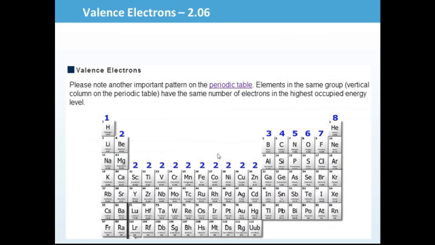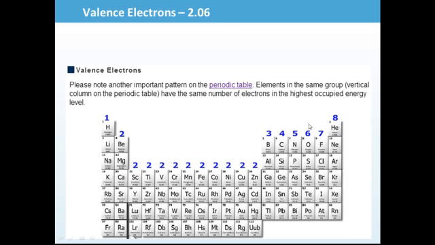So I have this picture here from lesson 2.06. If you want to go there, I definitely recommend keeping this picture in your folder. The valence electrons table tells us how many valence electrons we have. Here we see hydrogen has one valence electron. Oxygen has 6 valence electrons.